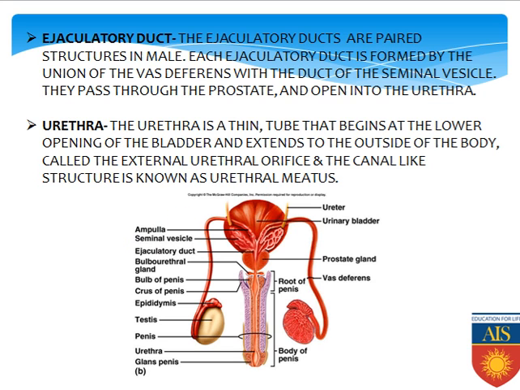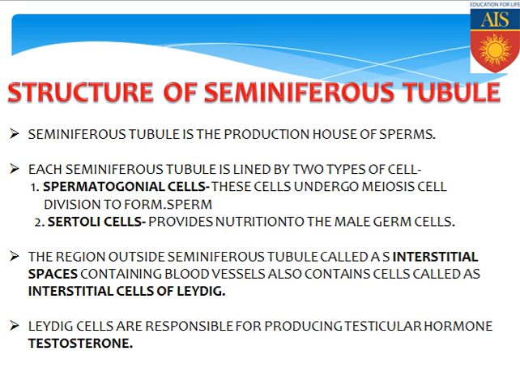Now we are moving to the next structure, and the next structure is the structure of seminiferous tubule. I have already told you seminiferous tubule is a tube-like or duct-like structure, and this duct-like structure is exclusively present within the testicular lobule, and this structure is exclusively responsible also for spermatogenesis. So let's start with the structure of seminiferous tubule.